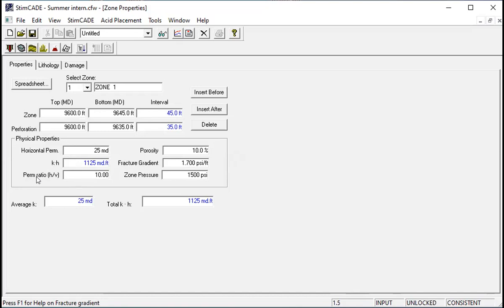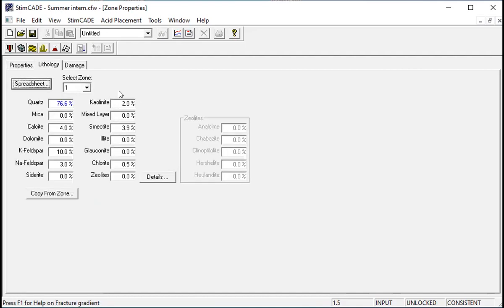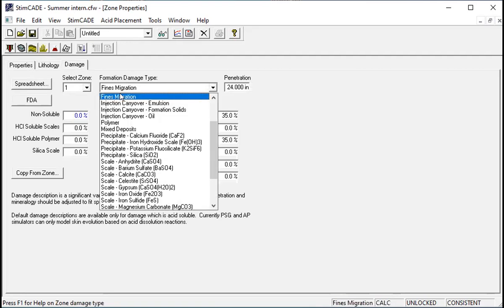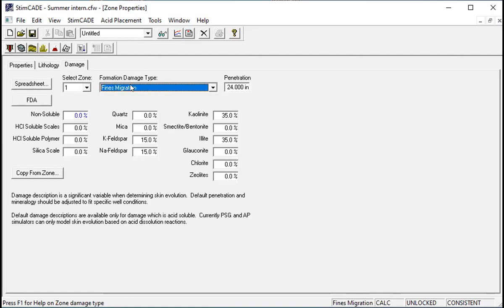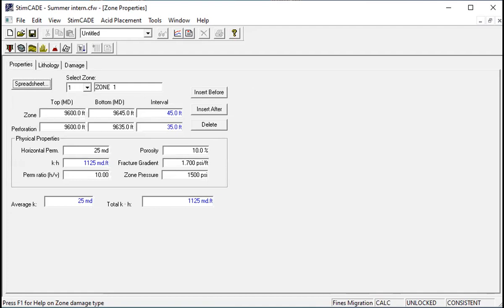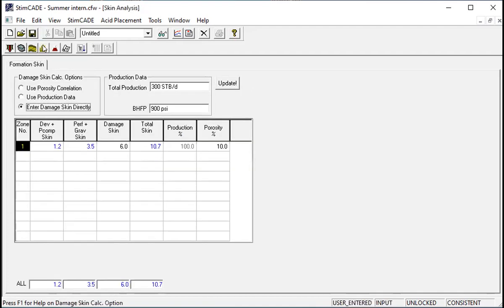We have our permeability ratio, that is the horizontal to vertical permeability. We have our zone pressure, which is 1,500. So that's for the property. We go now to lithology. We have to still input this lithology. Now you go to damage and make sure that you define the damage as fine migration, after you must have input this lithology. If we have done that, we go now to the next.